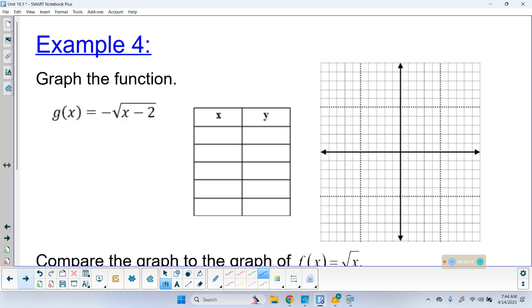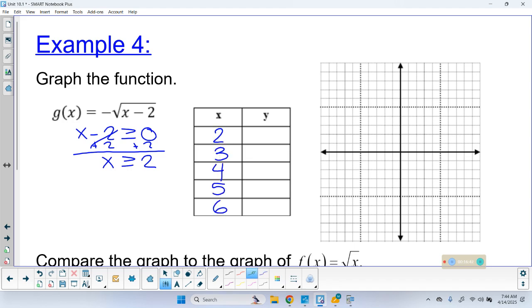First, you have to find your domain no matter what, even if I don't ask for it. So we have to take the x minus 2 and have it be greater than or equal to 0. So if we add the 2 over, all of the x values have to be greater than or equal to 2. So we would plug in 2, 3, 4, 5, and 6.